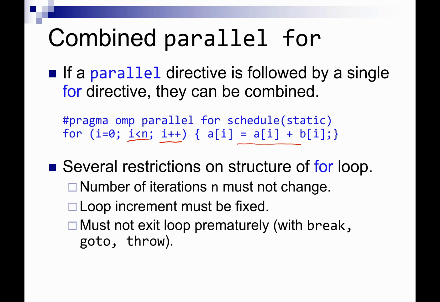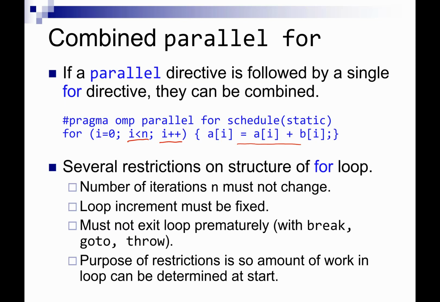Basically, the reason for making these restrictions is so that we know how many iterations are going to be executed in total. Because, for example, these schedule clauses need to know how many iterations you're executing in order to do the load balancing and the iteration assignment.